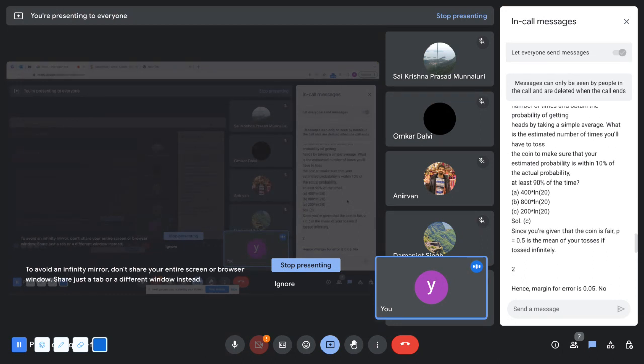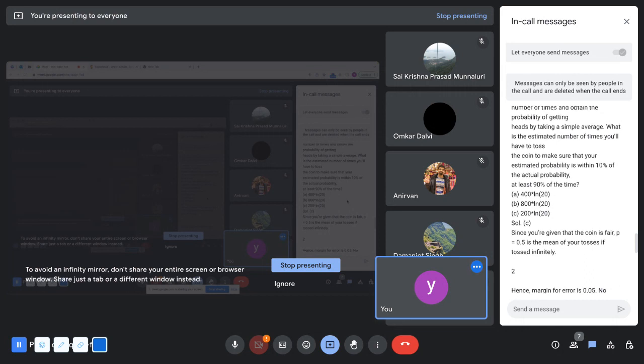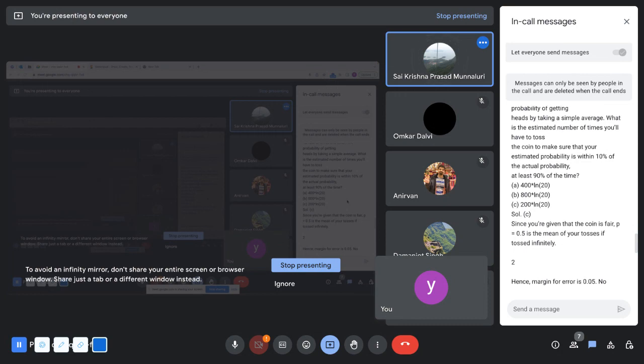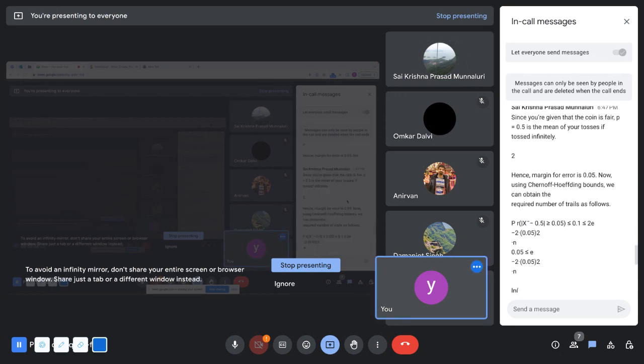Within 10% of the actual probability. Basically, what is the actual probability here? The actual probability is 1 by 2, right? Yes, that's 0.5 for a head. And what is 10% of that?